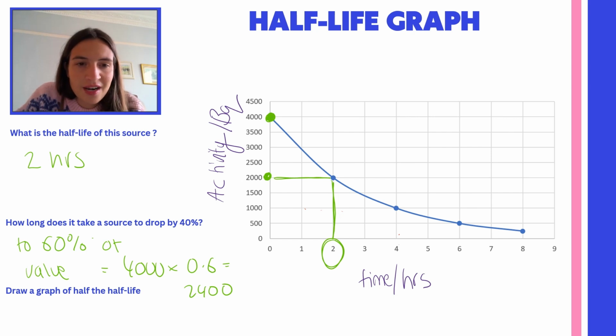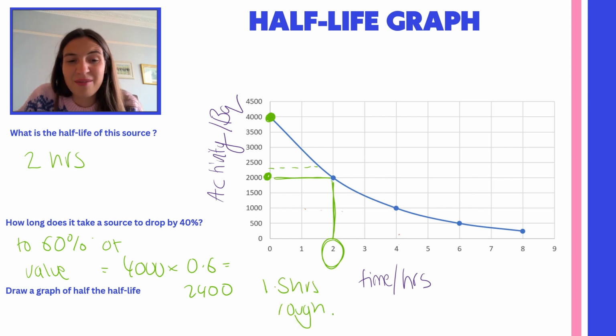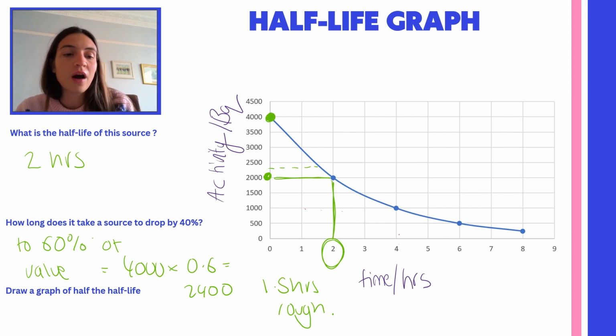Then I need to find what time that is on my graph. So if I draw a line at roughly 2,400 there, then I find that my time is roughly at 1.5 hours. That's not very accurate. This isn't a very good scaled graph, but in your exam, you should have smaller divisions so you can see exactly how much time has elapsed. Okay, and the final question is to draw a graph of the half-life of this original graph.